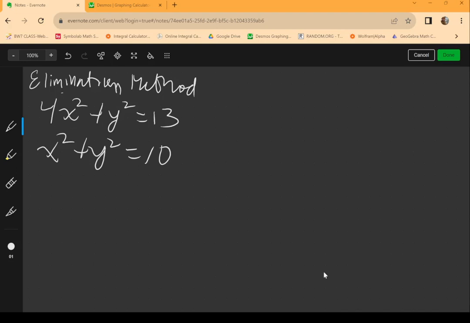Okay, so in this example, we're going to take a look at the elimination method. All right, and here we have a system of nonlinear equations. In this case, both of these equations are nonlinear. What we have is the first one representing an ellipse and the second equation representing a circle.